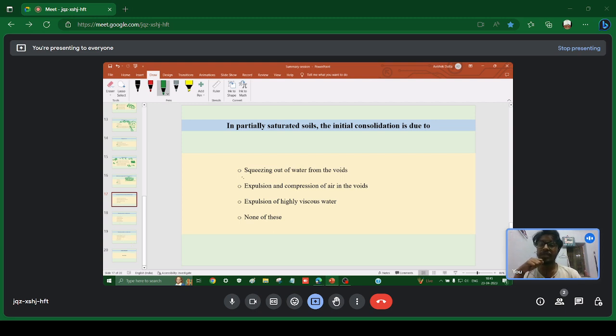So the first question with respect to consolidation was: in partially saturated soil, the initial consolidation is due to what. So in partially saturated soil, it has a three-phase condition.